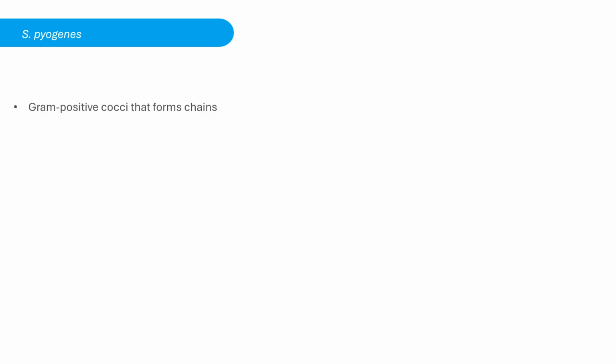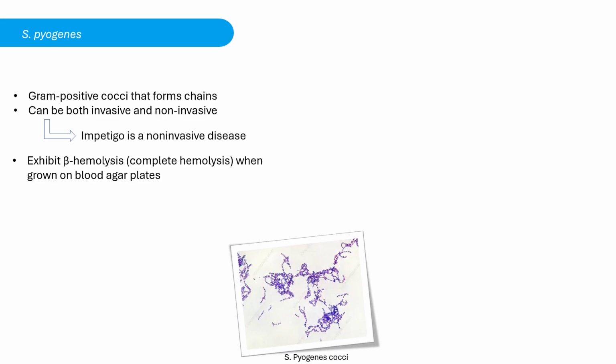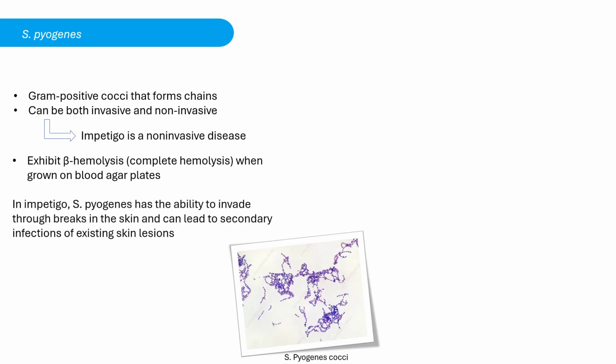Okay, now we will be taking a closer look at Streptococcus pyogenes. This is a gram-positive bacteria that is spherically shaped, or coccus shaped, and forms chains, and it can be both invasive and non-invasive. For the disease impetigo, it is non-invasive. This bacteria exhibits beta hemolysis when grown on blood agar plates.